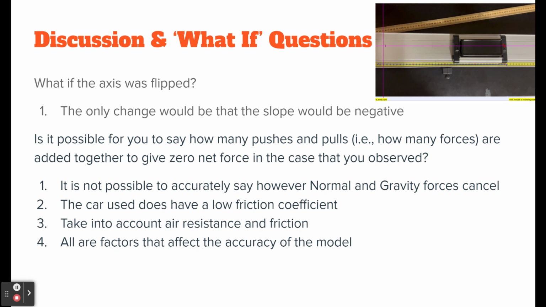However, we know that the normal and gravity forces cancel out. And we know that the car does have a low amount of kinetic friction, because it's on that track. However, we still didn't take into account air resistance and that low amount of friction. So all of these are factors that could affect the accuracy of the model.